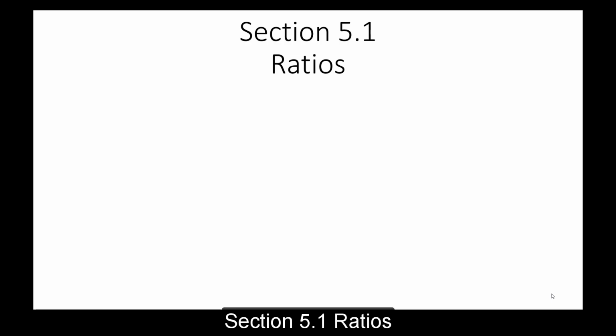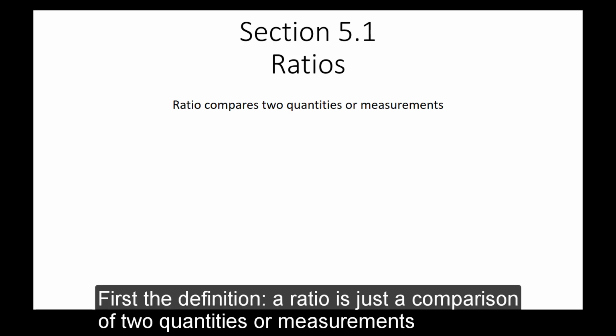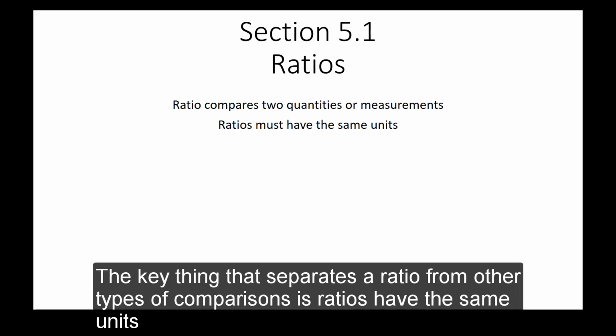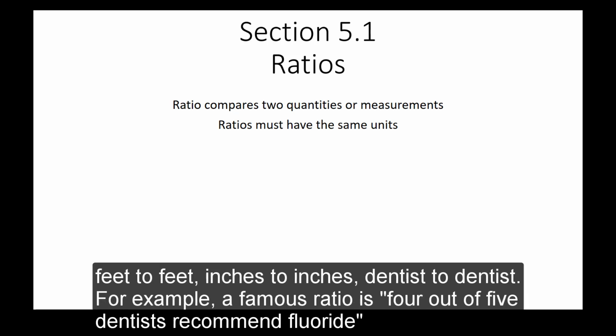Section 5.1, ratios. Okay, first the definition. A ratio is just a comparison of two quantities or measurements. Now the key thing that separates a ratio from other types of comparisons is they have the same units. Feet to feet, inches to inches, dentist to dentist.